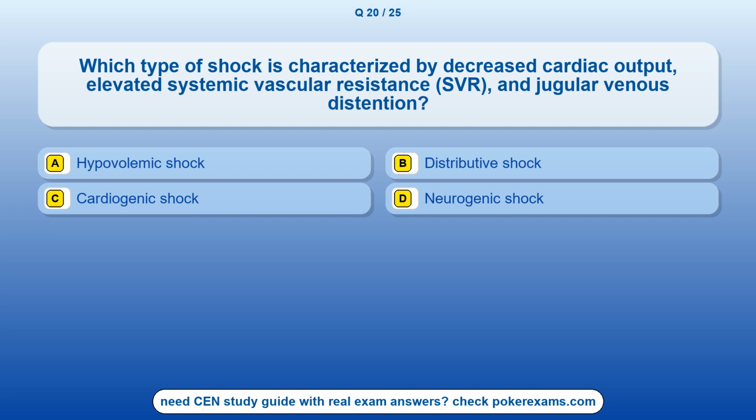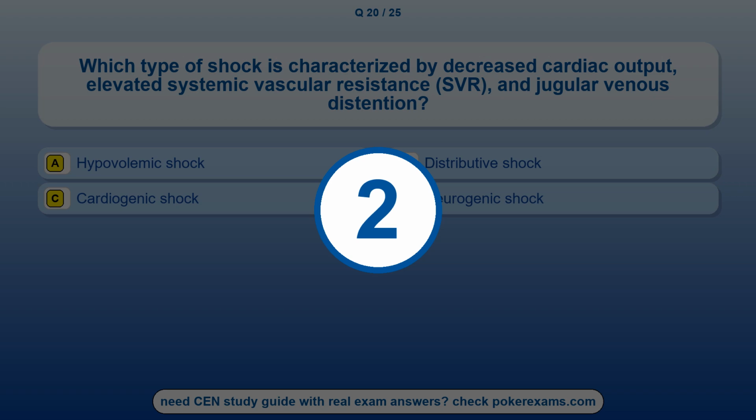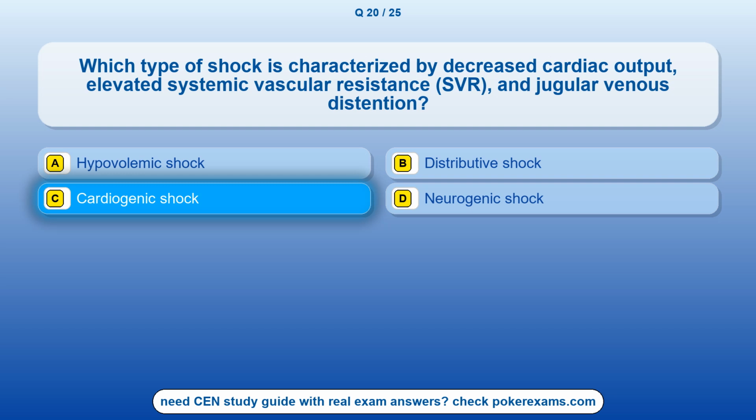Question 20. Which type of shock is characterized by decreased cardiac output, elevated systemic vascular resistance, SVR, and jugular venous distension? Option A, hypovolemic shock. Option B, distributive shock. Option C, cardiogenic shock. Option D, neurogenic shock. The correct answer is option C, cardiogenic shock.